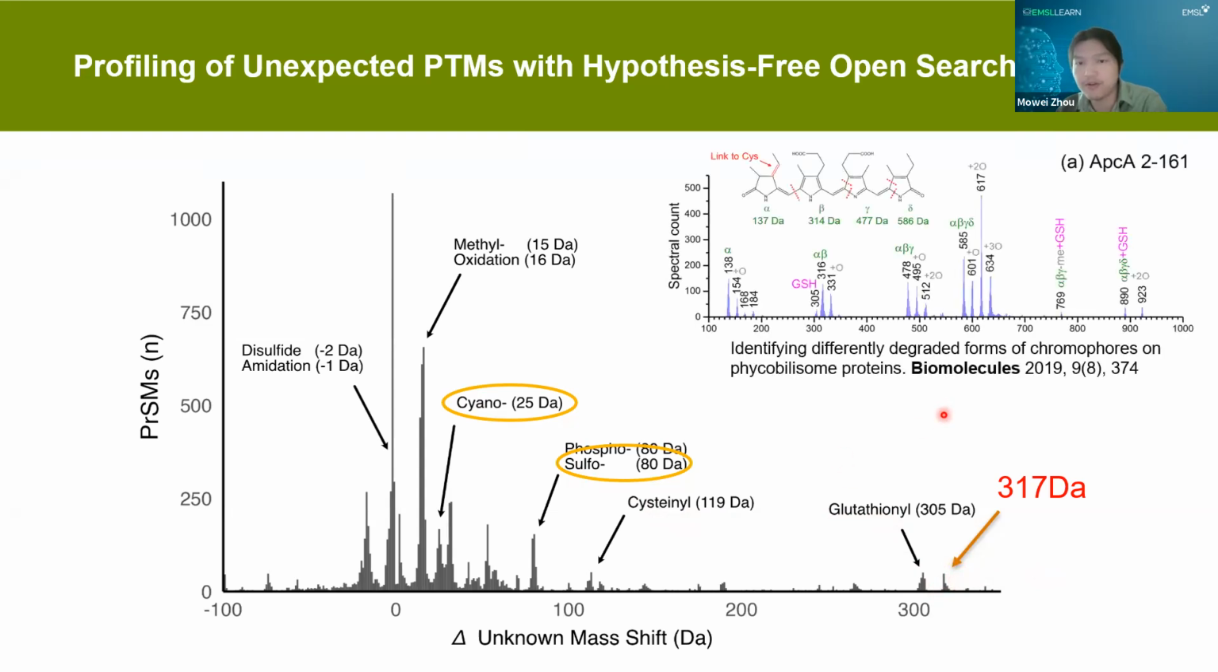Also, I just want to mention that we have done this analysis in the past for some other proteins, not plant, but cyanobacteria proteins. So there are some photosynthetic proteins in cyanobacteria where there is a chromophore covalently linked to the protein. And if we do the same histogram analysis, we can actually look at how the chromophores can be partially degraded on the protein. You are welcome to look up this paper if you are more interested in this kind of PTM analysis.